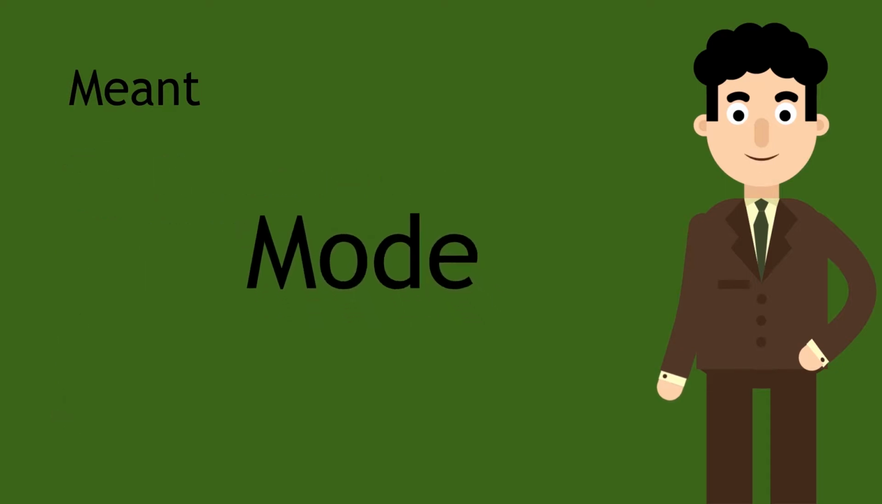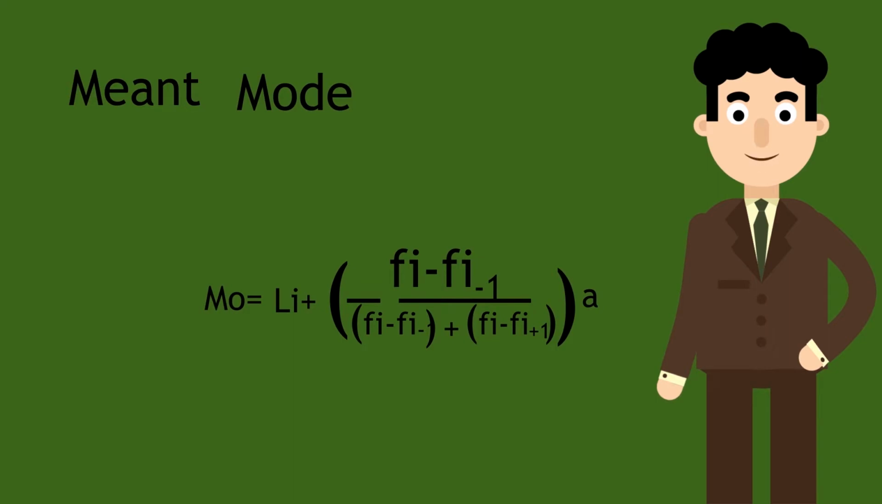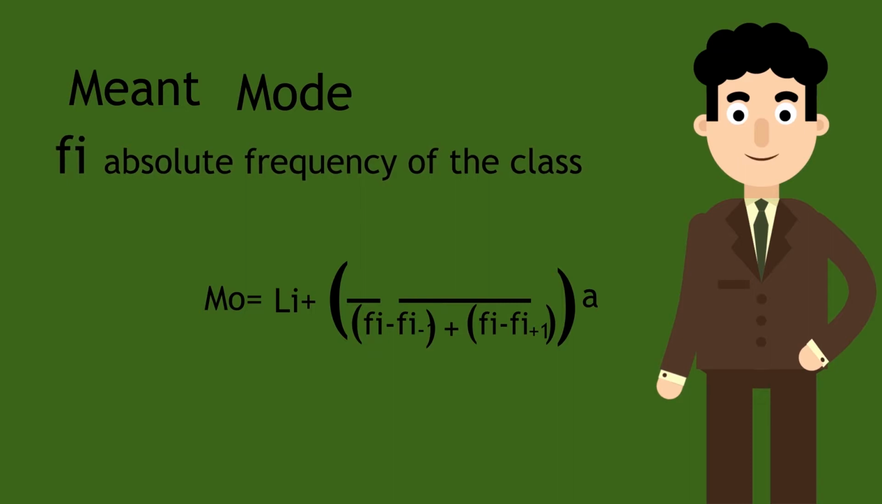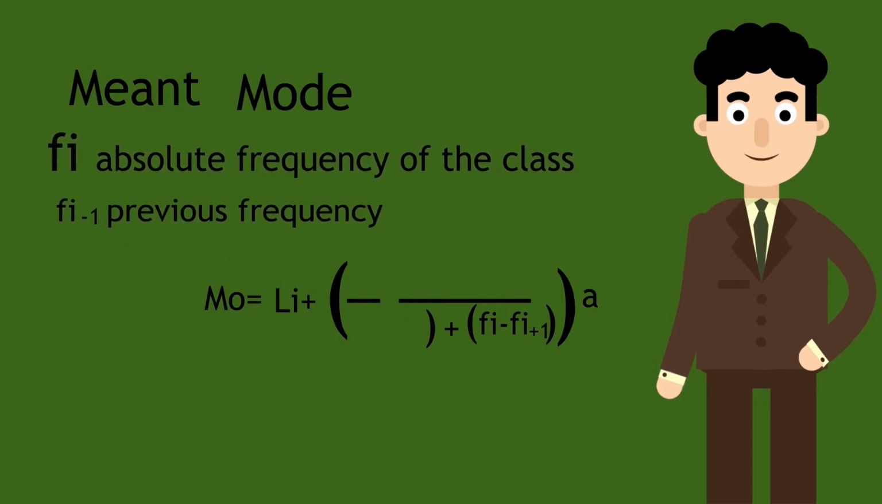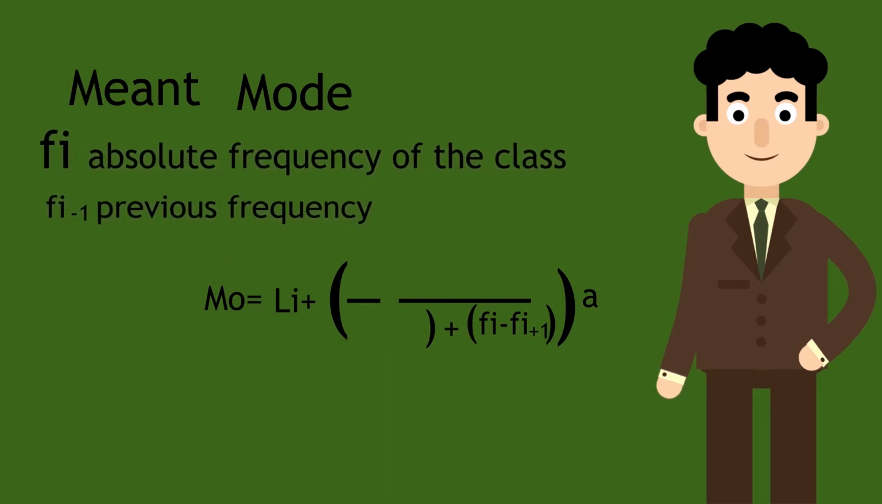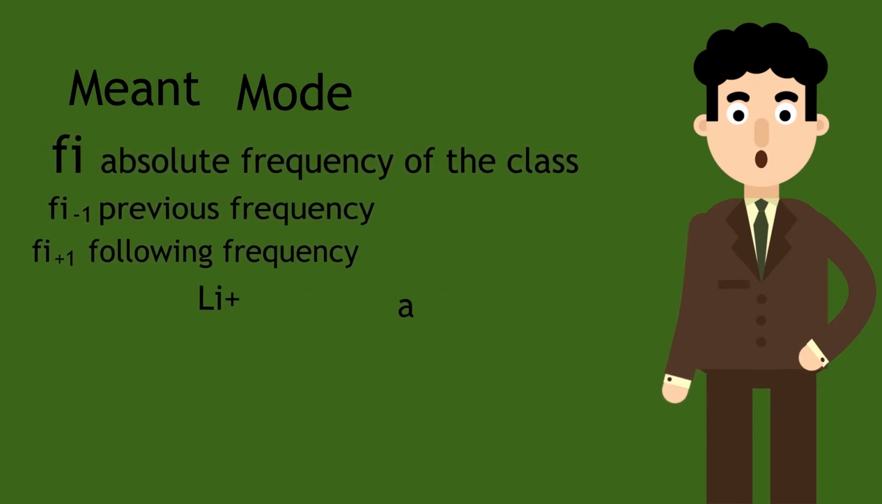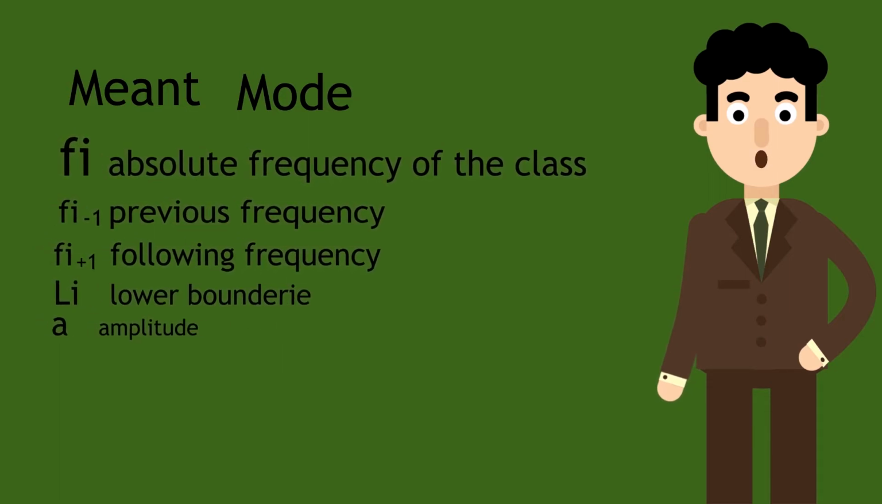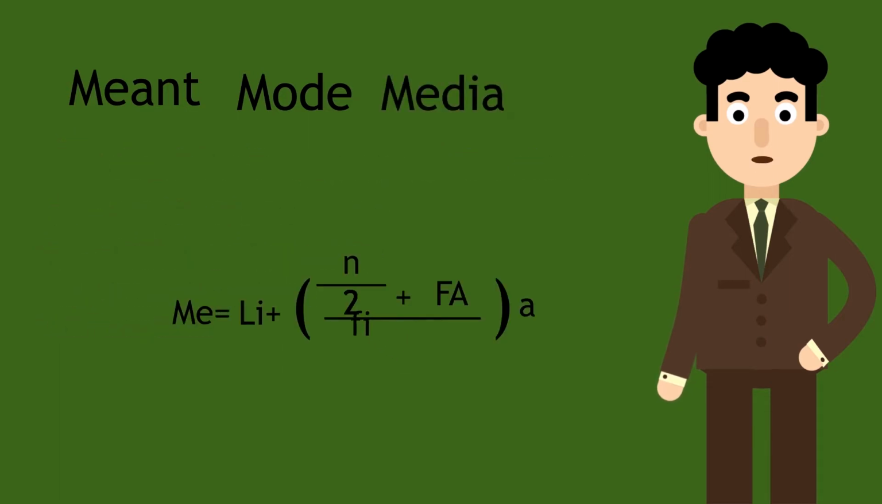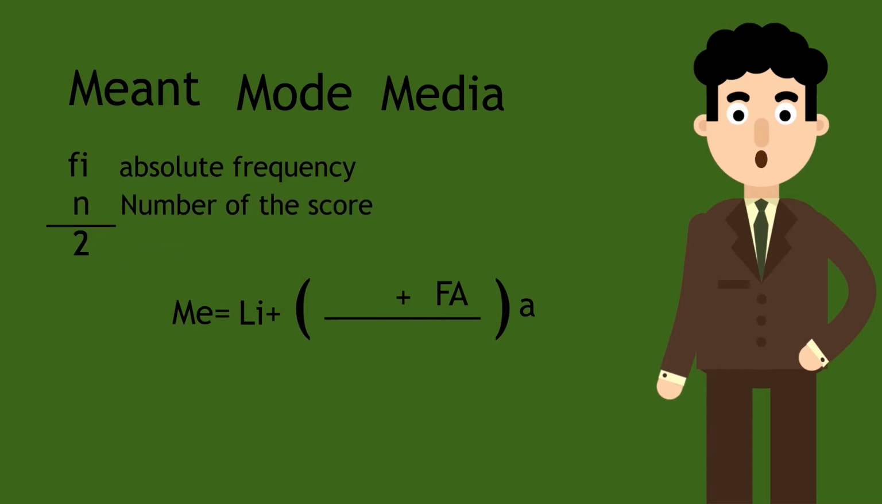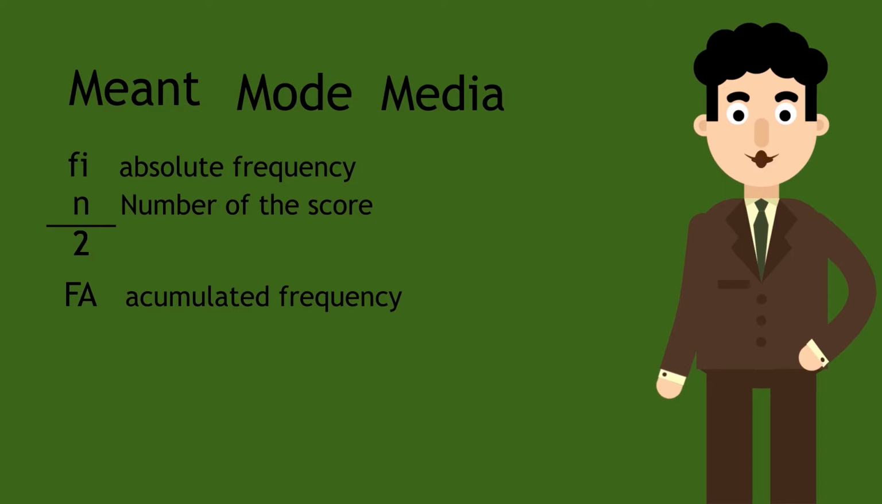Now let's see the mode formula. Interior limit of the class. Fi means the absolute frequency of the class. Fi minus 1 means the previous absolute frequency of the class. Fi plus 1 means the following absolute frequency of the class. L is the lower boundary of the modal class. And finally, the median. Fi means the absolute frequency of the class, and n is the number of scores divided by 2. C is the cumulative frequency. L is the lower boundary of the modal class.